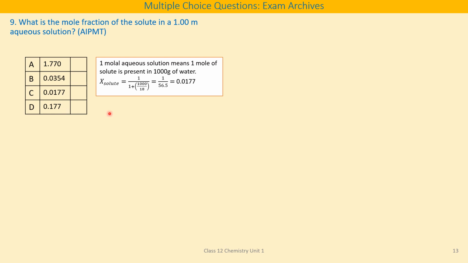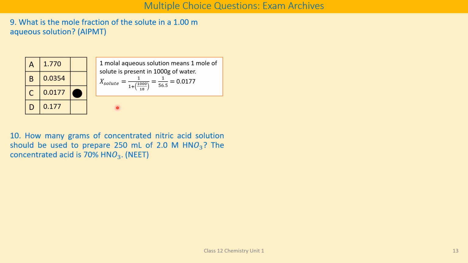1 molar aqueous solution means 1 mole of solute is present in 1000 grams of water. Therefore, X of solute is equal to 1 divided by 1 plus 1000 divided by 18. That is equal to 1 over 56.5. Simplifying, we get the answer as 0.0177. This answer is available in option C. Please mark it. Next question.